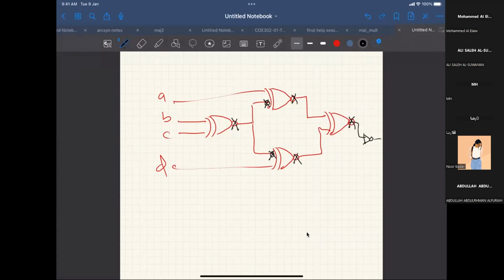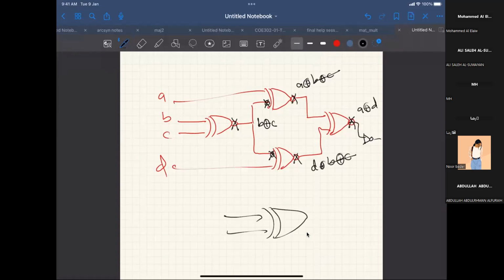Now, using Boolean algebra or algebraic manipulations of XOR, we can simplify this. This is B XOR C to both fan-out branches. And then this is A XOR with B XOR with C. And then this is D XOR with B XORed with C, right? So the BC will cancel out, and you'll have A XORed with D. So again, this is going to be A XORed with D, and then we have a simple inverter.